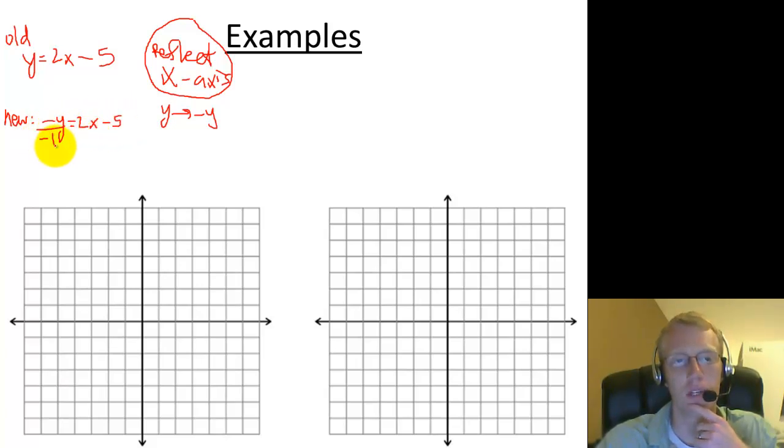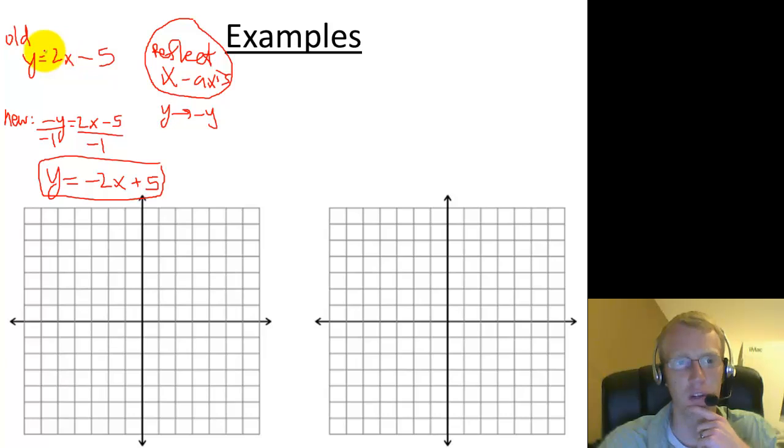We'll divide both sides by negative 1, or if you like to think about it, multiply both sides by negative 1. And then we get y equals negative 2x plus 5. Remember, both things on the right are being divided by negative 1, so both of them change sign. And so this is our new equation. Alright, so we want to graph the old one and the new one.